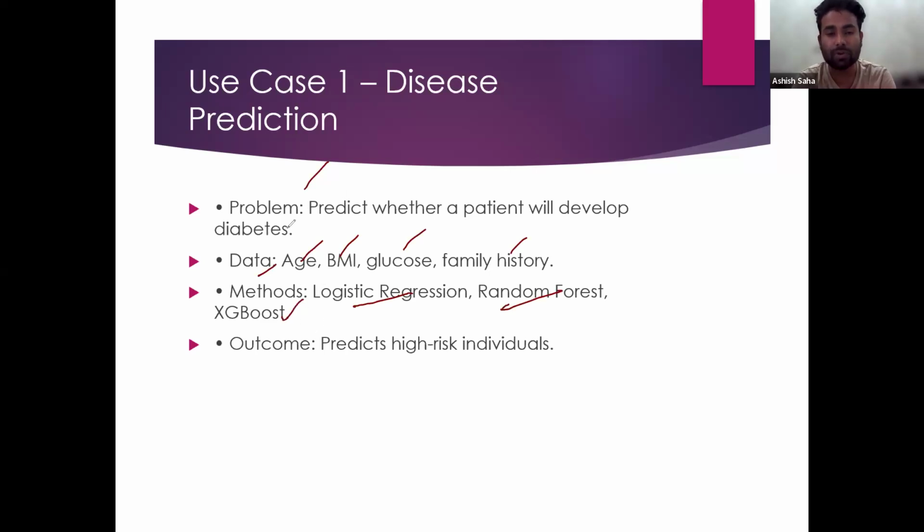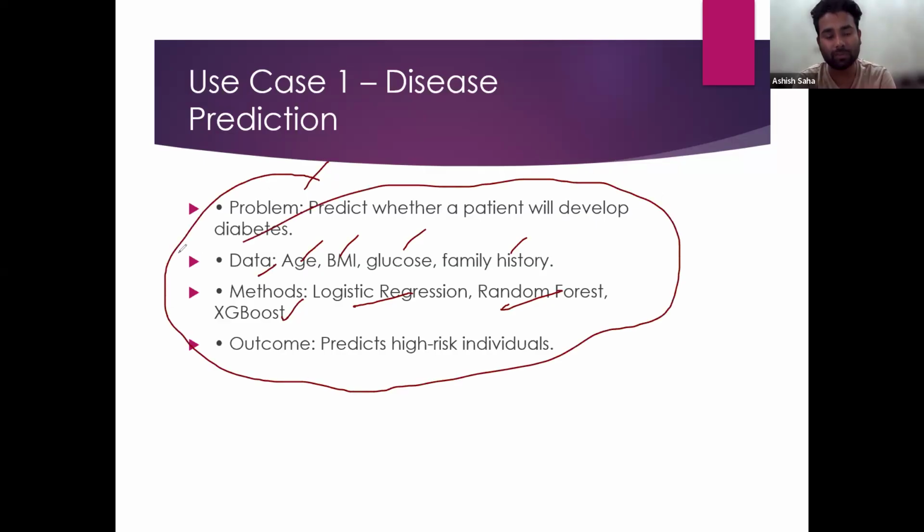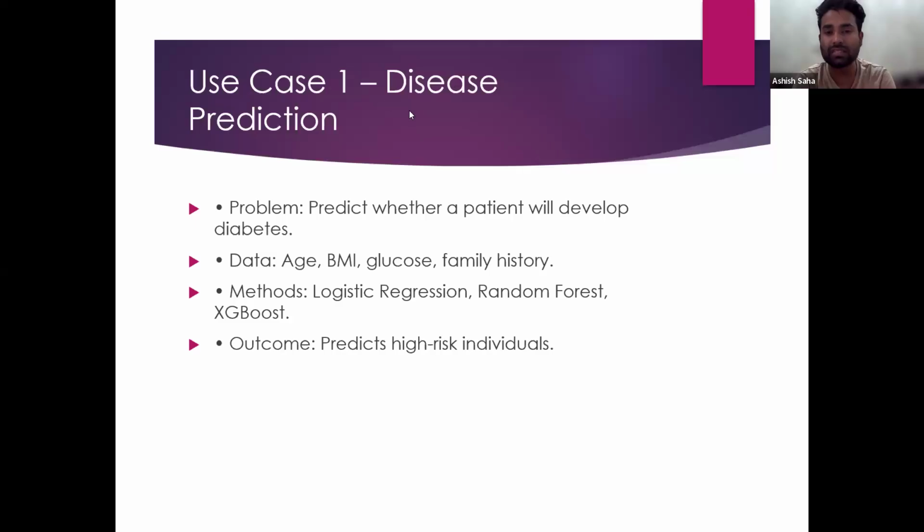So basically, the outcome of my model is that it will predict whether the person has diabetes or not. That is the type of problem that I can develop with an AI model in the data science domain. So I hope this first case is clear. Now let's see the second case.